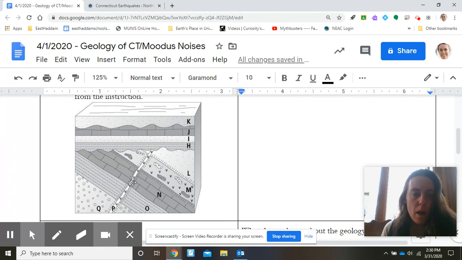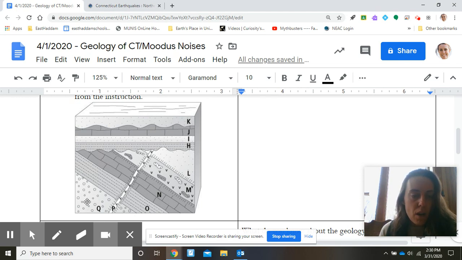So if you look at my cross section here, which is again the Earth kind of opened up looking sideways underground, sometimes we might see this on the side of a highway where they've done some construction, or where layers of the earth have been pushed up out of the ground because of tectonic action. And we have some places in Connecticut, actually in East Haddam, where layers of the earth are exposed, and we can look at things like this.